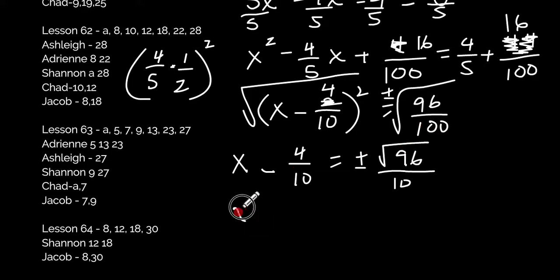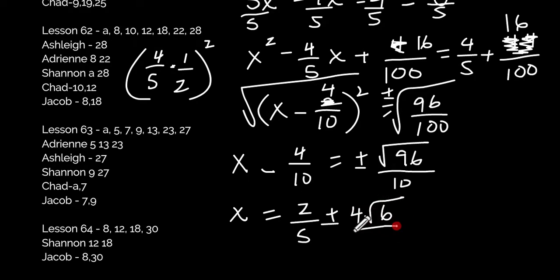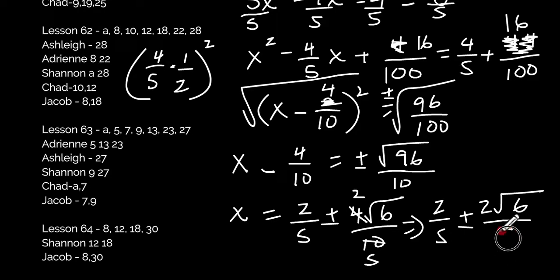Now we have to simplify it, so we're going to get x equals, when I move it over, I'm going to reduce it. I'm going to take out the 96, I did the little tree thing, and we get 4 root 6 over 10, but this can be reduced. So this would be a 2, this could be a 5, and your final answer is 2/5 plus or minus 2 root 6 over 5.